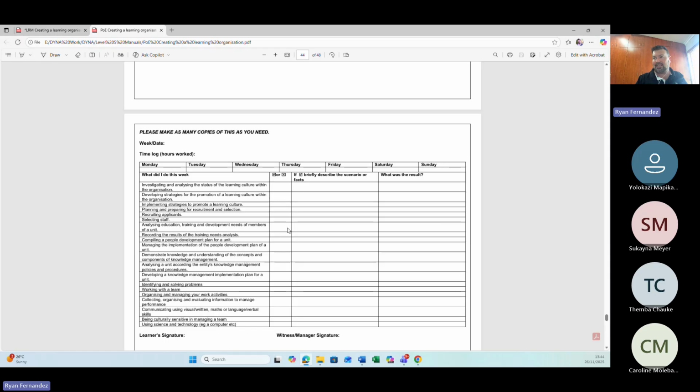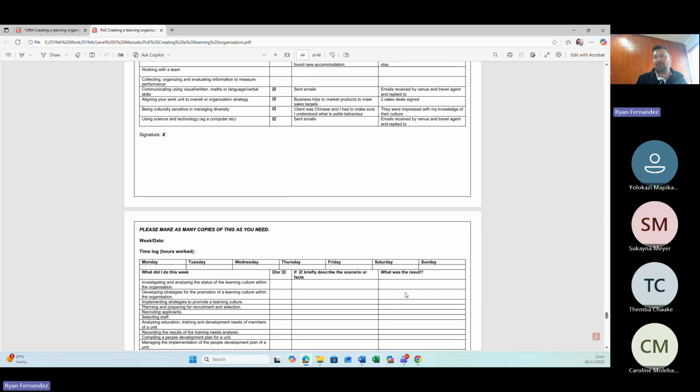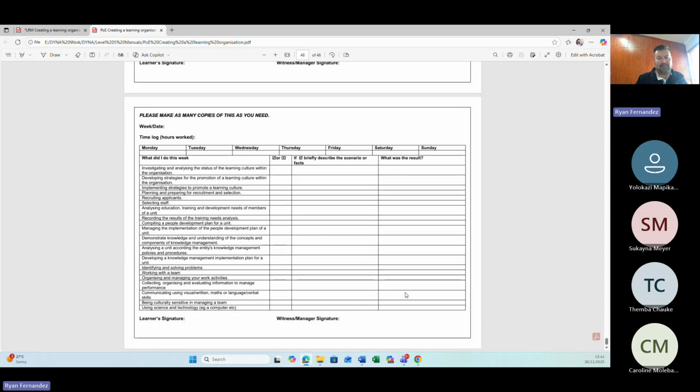Great. Recording the results of training plans analysis. Yeah, we also did that, tick. We looked at the training needs analysis of our team. What was the result? We are going to start planning training and workshops. So again, 5 or 6 of these outcomes, you would tick, you would tell me the scenario, and you'd tell me how it ended up or what value it added. At the bottom, you remember to sign and you ask someone to countersign as the witness. So for this one, you have got 1, 2, 3, 4, 5. Okay. Everyone, good?